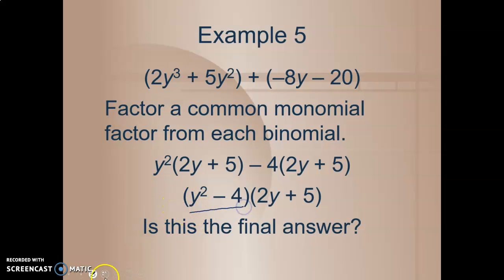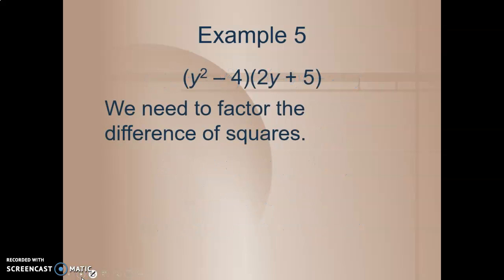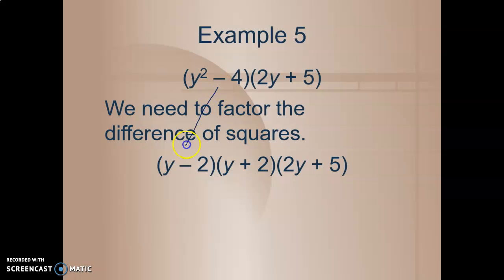Hopefully you recognize y squared minus 4 as a difference of squares, so we do need to go ahead and factor the difference of squares, which is going to give us two conjugates. We get y minus 2 and y plus 2. A difference of squares factors as two conjugates. The square root of the first term becomes the first term in your two binomials, and the square root of your second term becomes the second term in the two binomials. So now we are completely finished factoring that. We can multiply that back out and make sure that it works, and it does.